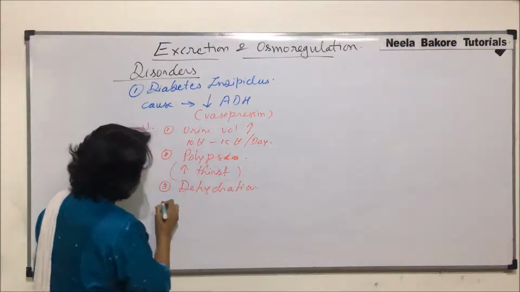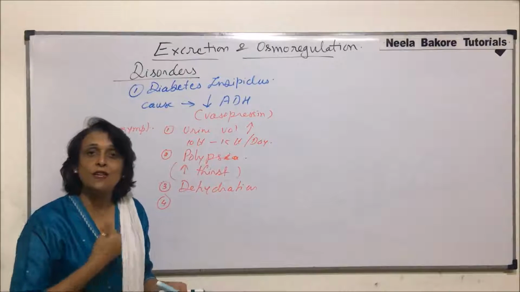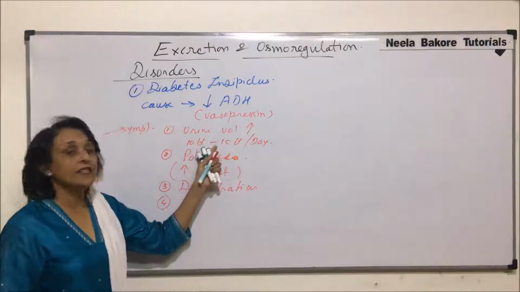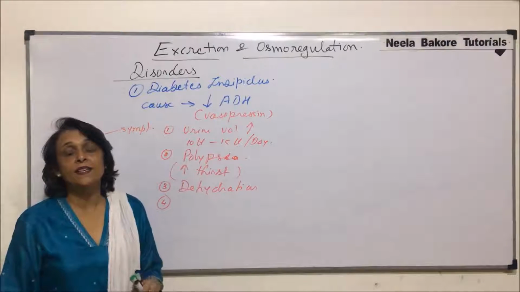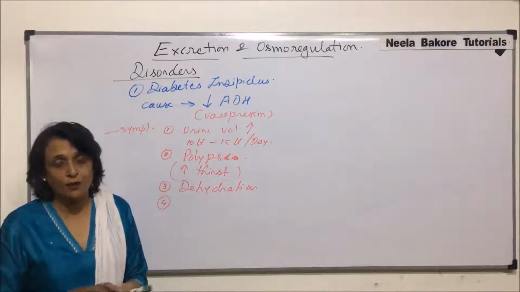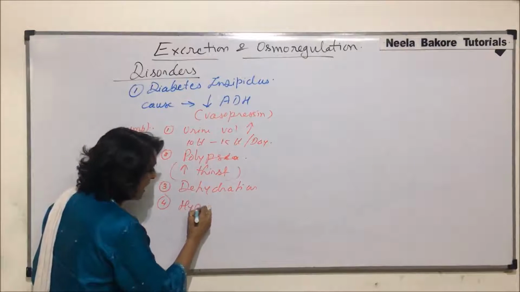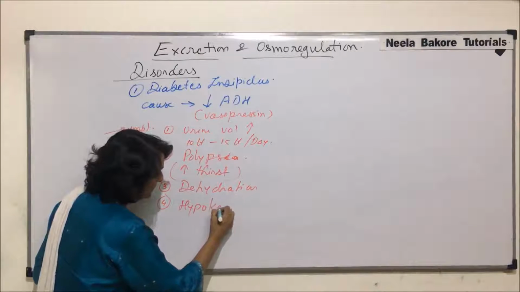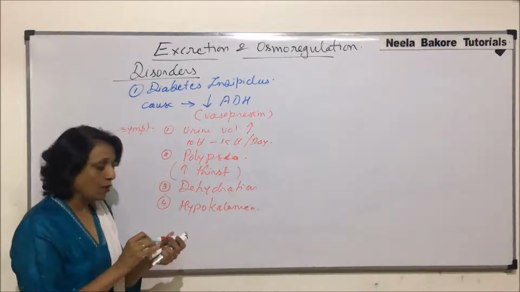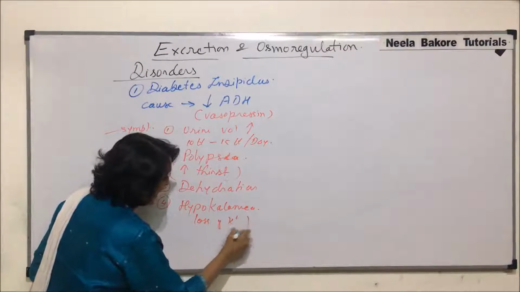dehydration also. Now, when this much of water is lost, there are substances which will get eliminated along with this. And in this situation, there is a risk of elimination of potassium ions from the body, more than normal. And that condition would result in hypokalemia. So, this is loss of potassium ions.